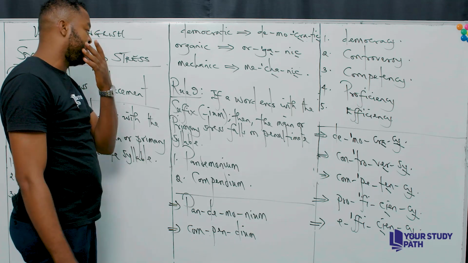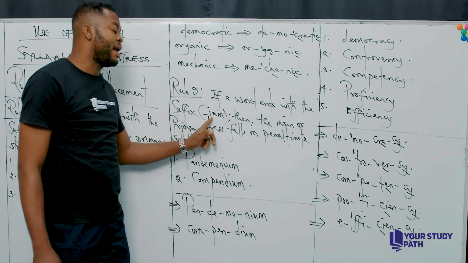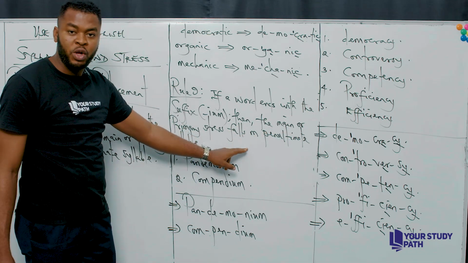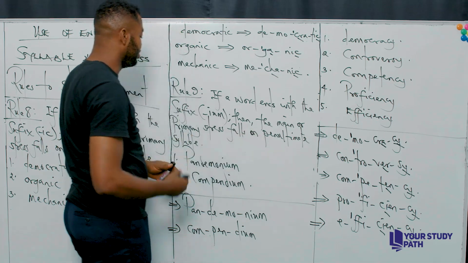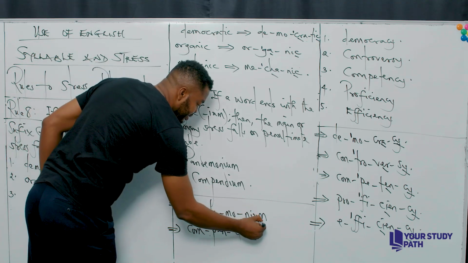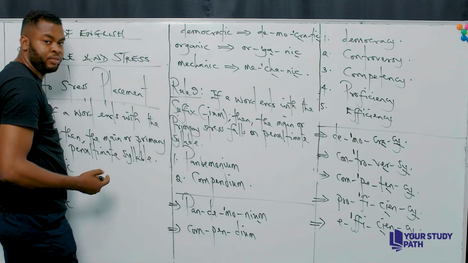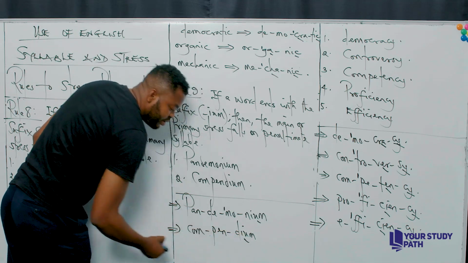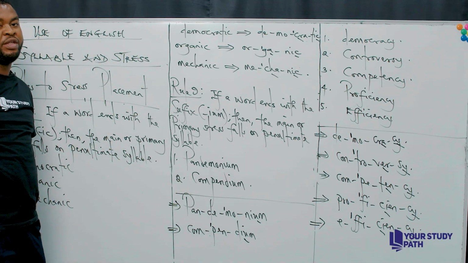Now, the rule indicates that if a word ends with the suffix, and what's the suffix? The I-U-M. Then the main or primary stress will fall on the penultimate syllable. Now, this is the last syllable, which is the ultimate, and this is the penultimate syllable, which is the second to the last syllable. This is the last syllable, which is um, and this is the second to the last syllable, which is compendium.